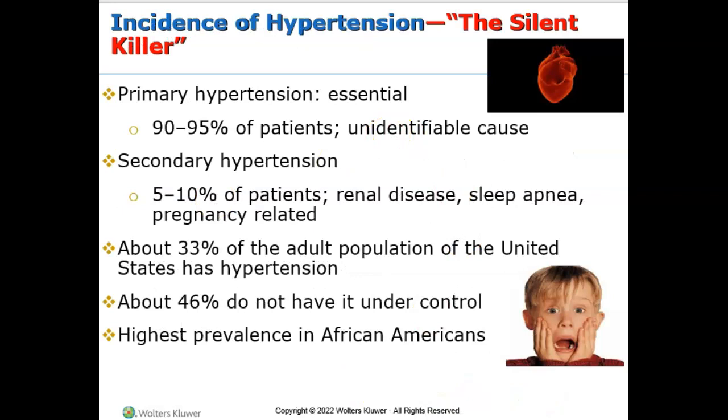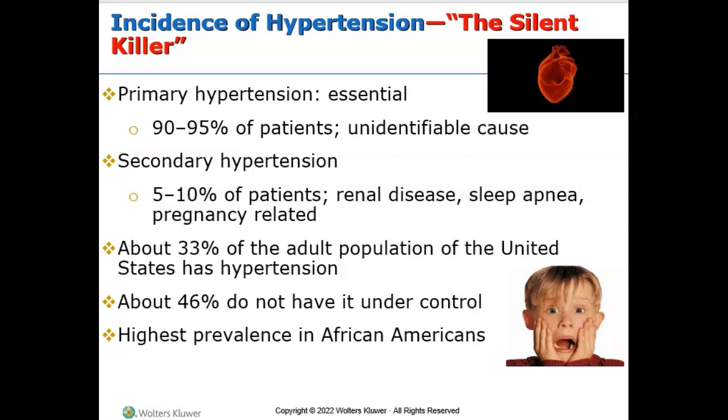So we do call hypertension the silent killer. Why is that? Because it's pretty prevalent, but most of the time it is no symptoms. So what causes it? A lot of people, they'll say there's an unidentifiable cause. They can't pinpoint it. There's a lot of things that we do, especially as Americans, that can cause our blood pressure to be high. So 90 to 95% of patients have primary hypertension. Secondary hypertension is the other 5 to 10%, and it's caused by renal disease, sleep apnea, or it's pregnancy related.